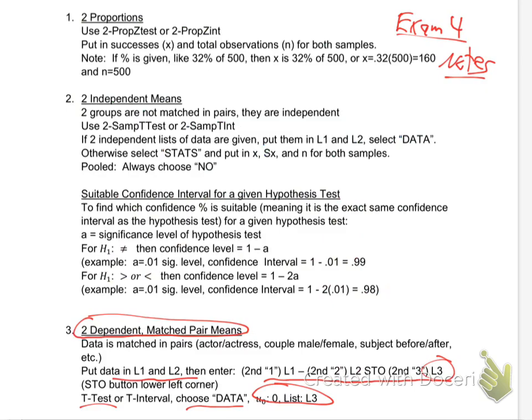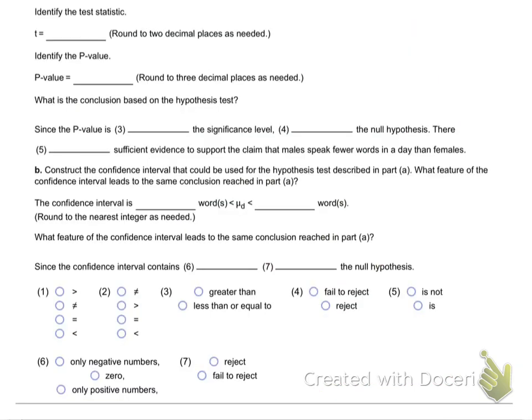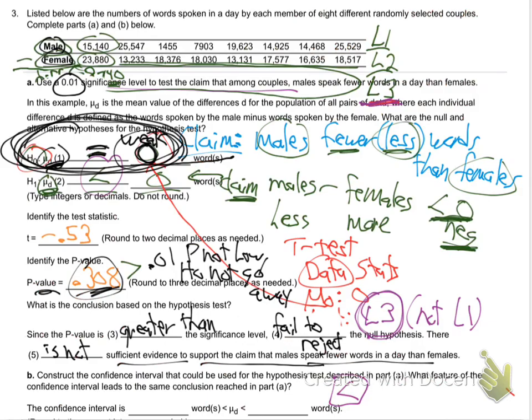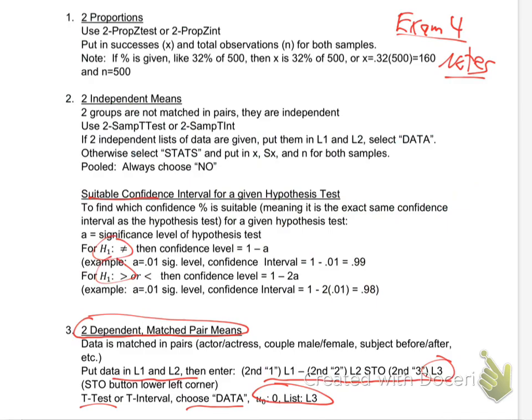So let me go to a fresh screen here. So now for the confidence interval. How do we know what confidence interval we're going to do? Remember the information here, suitable confidence interval. It all depends on your H1. What's our H1? Our H1 is a less than. So it's here. H1 is less than, greater than or less than. You do 1 minus 2a.